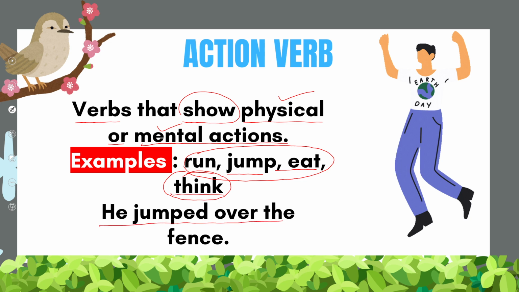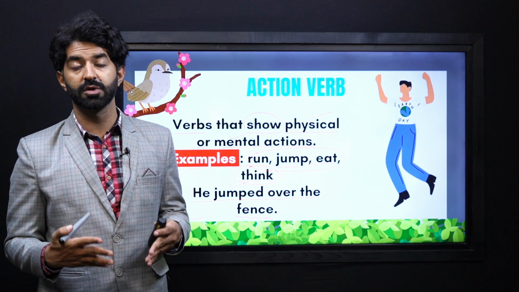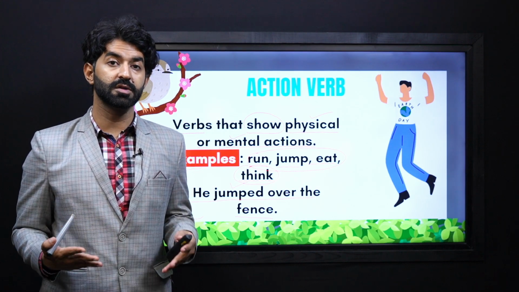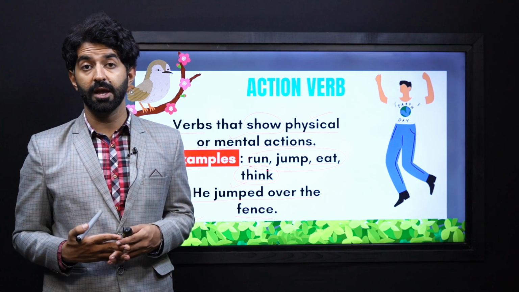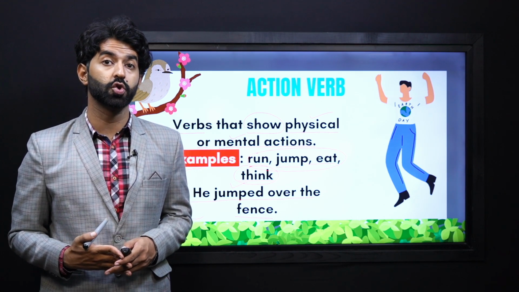He jumped over the fence. Let's look at this example. So can you identify the action verb? Yes. Jumped. Jumping is an action. Whether it's used in the first form or the second form, it stays the same. It is a verb that is showing an action.